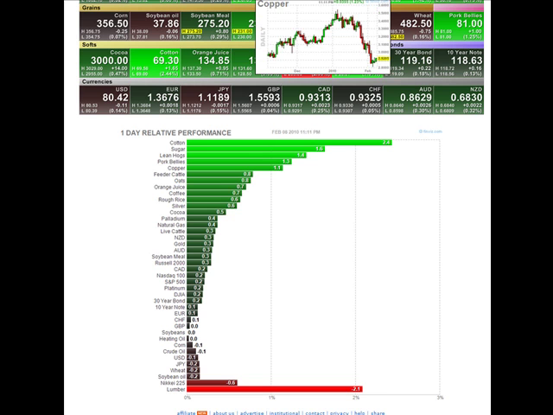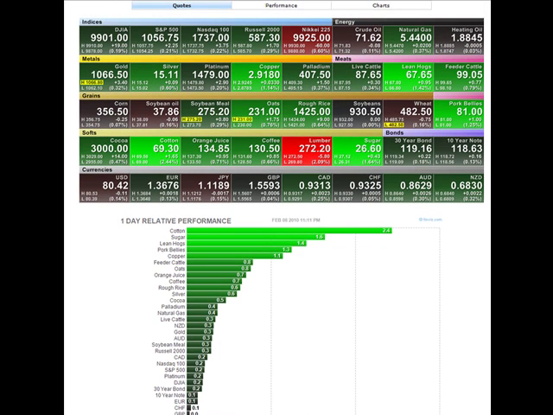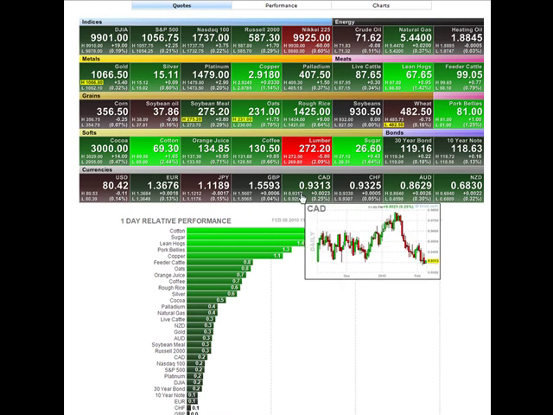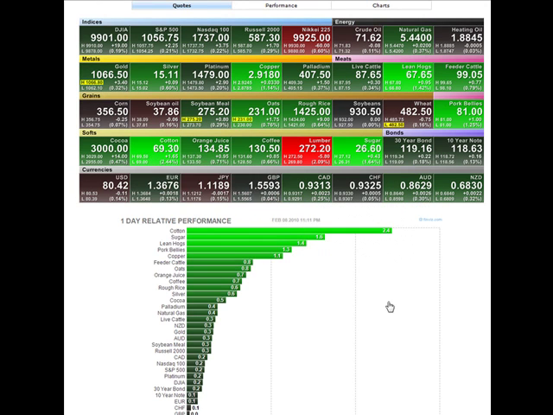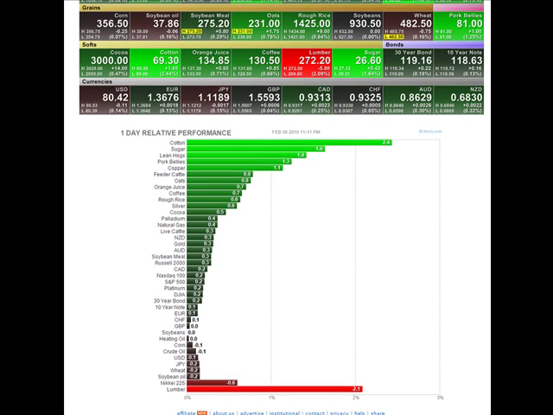This is copper showing some strength. And then where did the cotton go? Here's the cotton. So 1-day strength, but just looks very good in comparison to the other markets. So just some fun stuff.